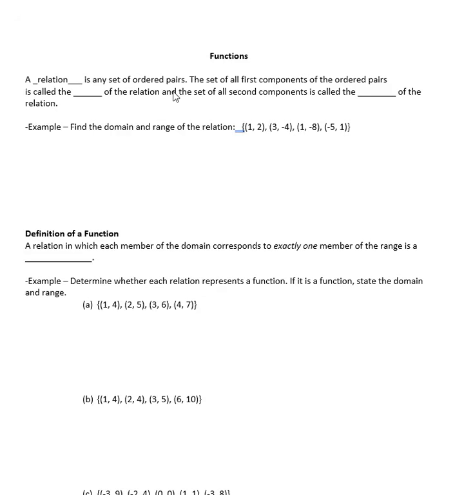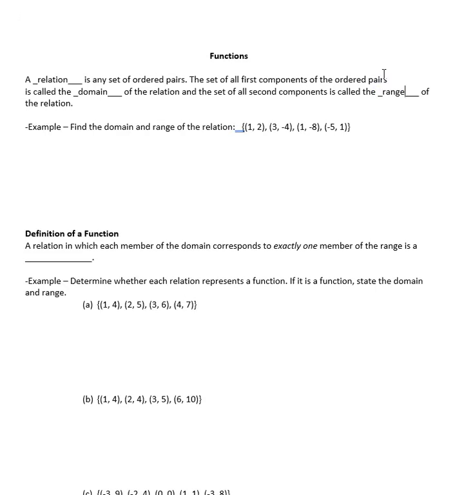You could also have something like the number of miles driven in a month and the cost to drive that many miles. So that would be a relationship. You could have the number of students in a class and how long it took to grade papers. That would be a relationship. But a relation is just any set of ordered pairs. The set of all the first components of the ordered pairs is called the domain of the relation. And the set of all the second components is called the range of the relation.